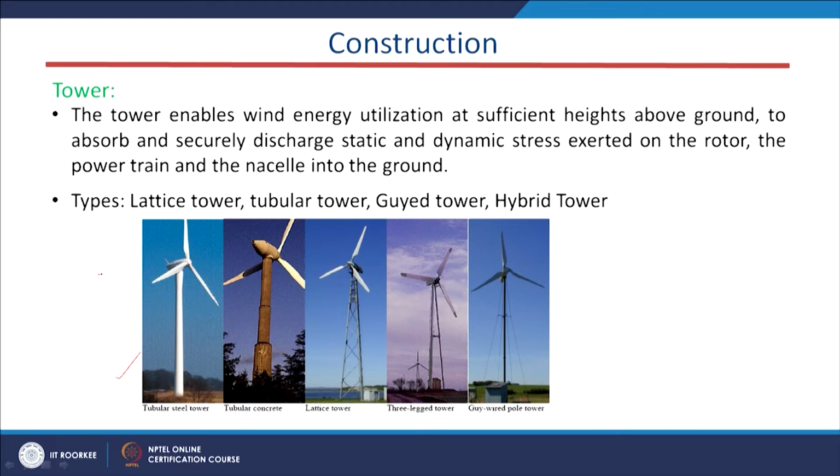Remember, the tower height in some cases is almost 80 meters, and the blade size is within 30 meters. For a land-based wind energy system, we have to increase the height, because the wind speed in the top layer is higher than in the bottom layer. That is why the tower height is quite large.